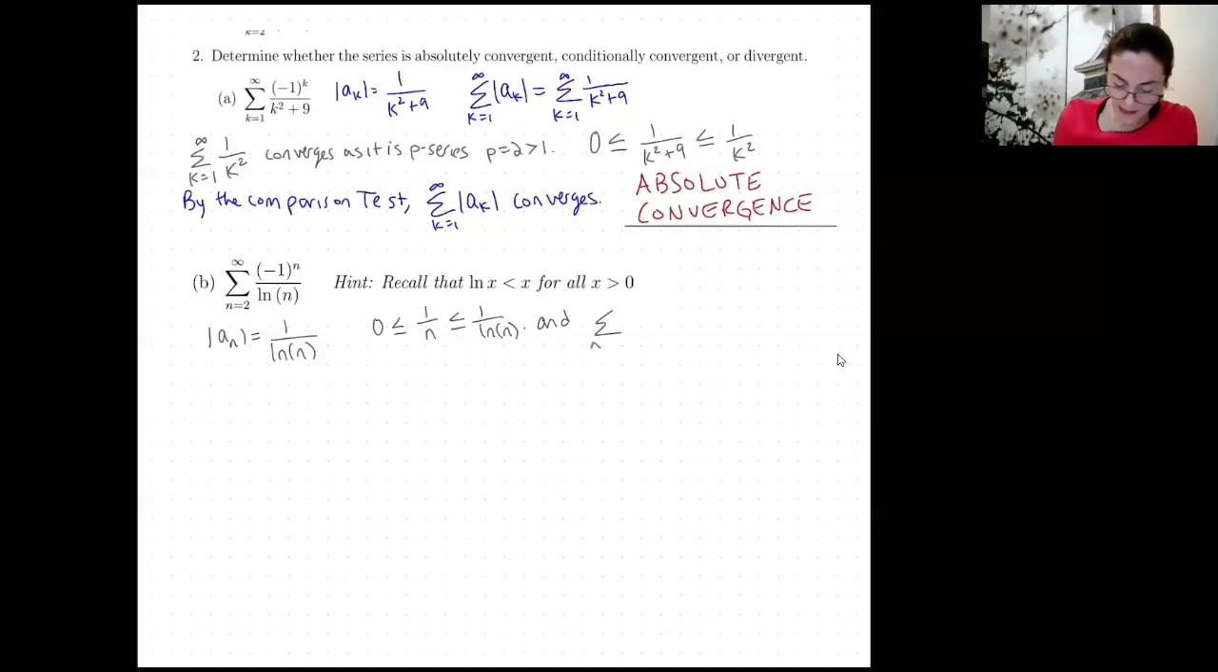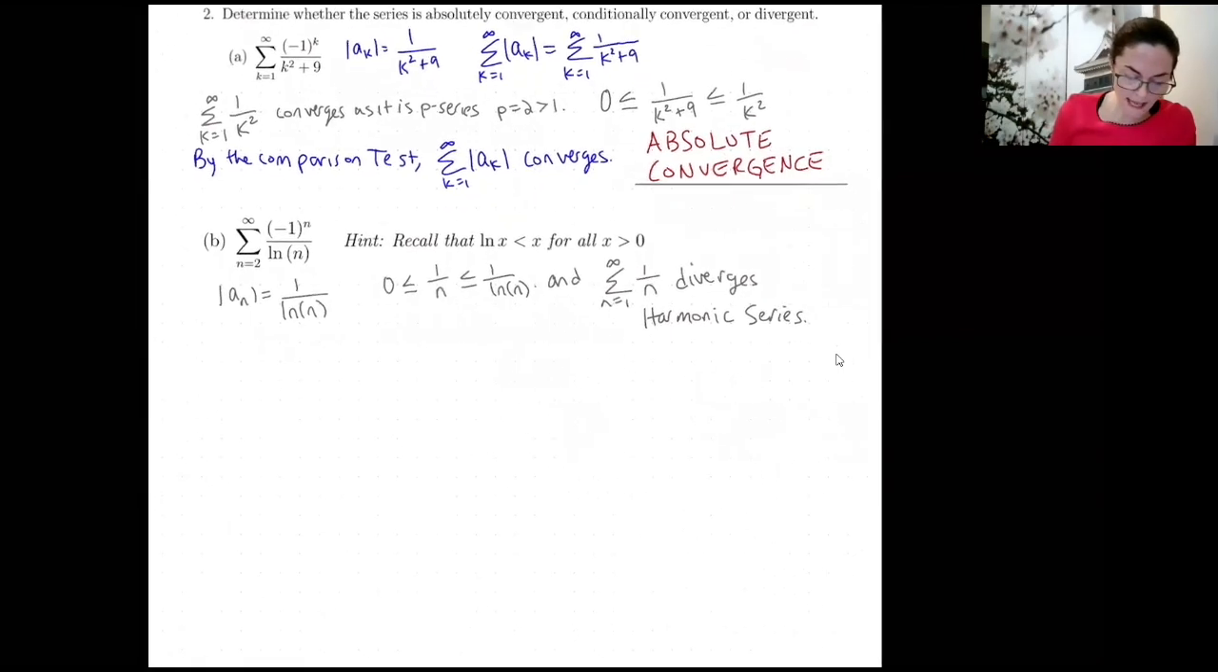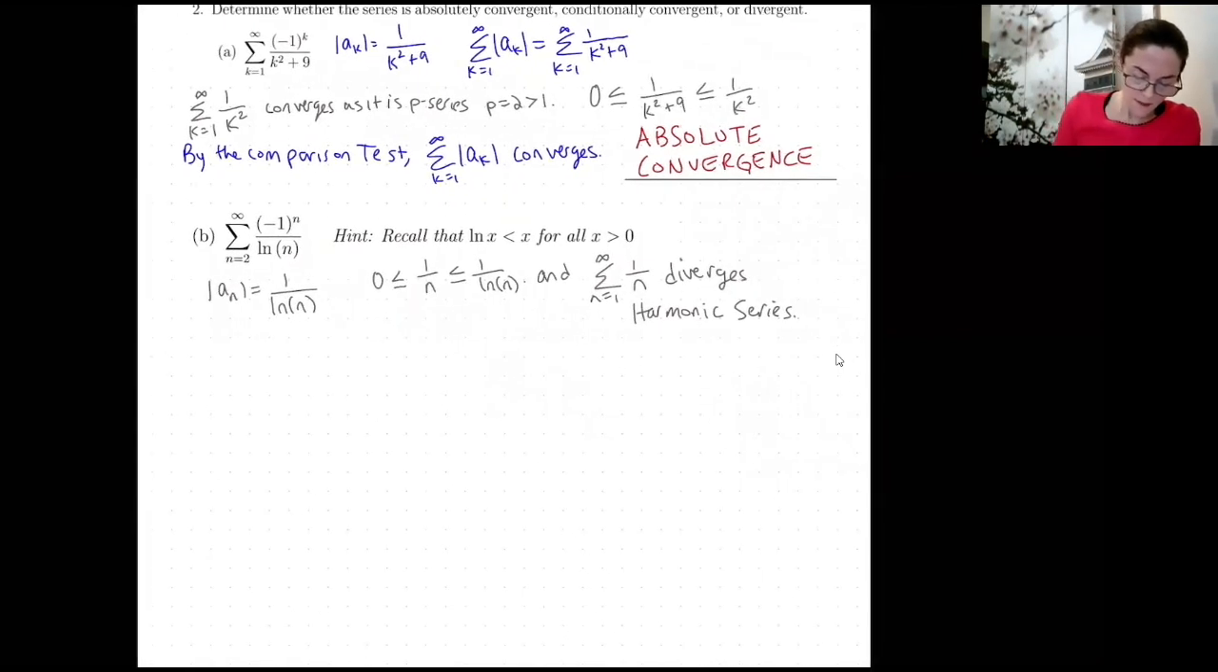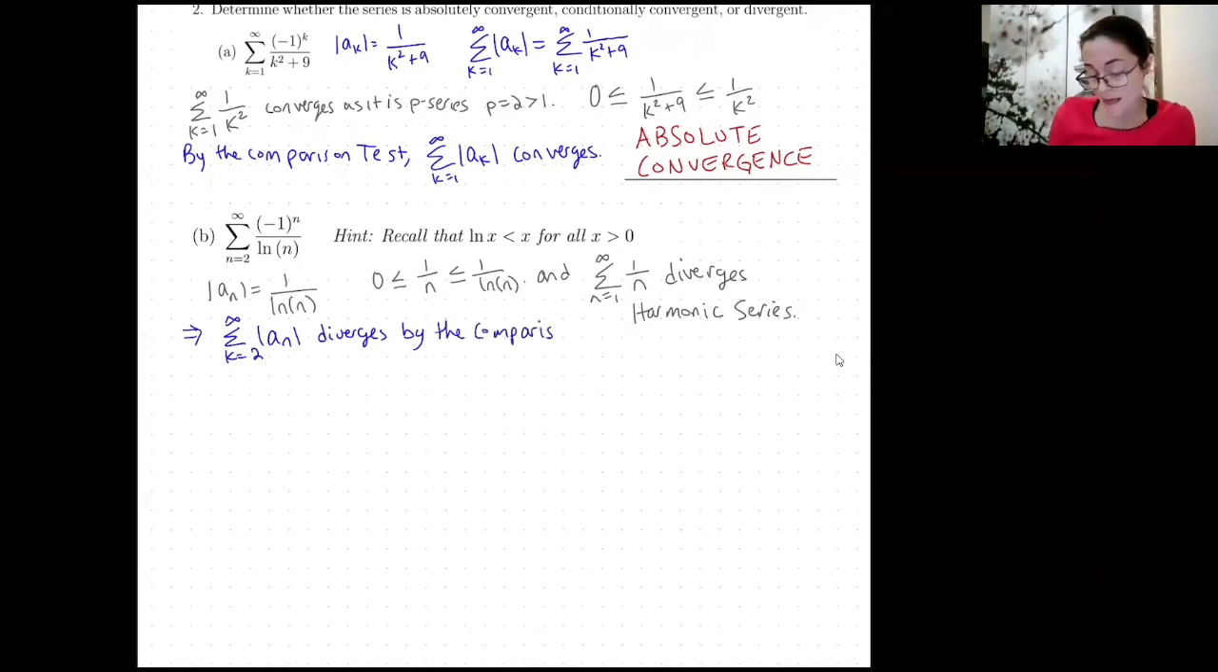The sum n equals 1 to infinity of 1 over n diverges by the harmonic series, or you can say it's a p-series with p equals 1, but just quoting the harmonic series is perfectly fine. Okay, so what does that say? This says the sum k equals 2 to infinity of the absolute value of a_n diverges by the comparison test. We are, term by term, larger than a divergent series. The comparison test says you diverge.